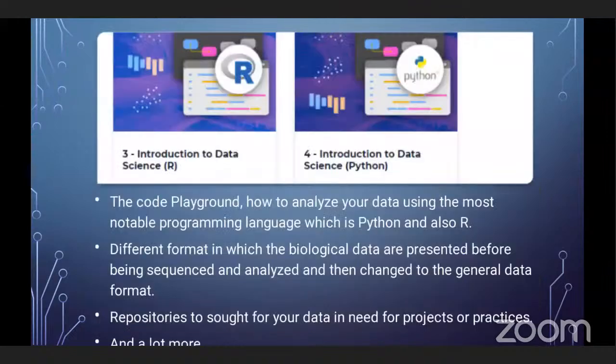Also, the Python and the R programming languages are user-friendly and can be easily navigated by a participant. I was able to understand how they are used in bioinformatics. I also learned the different formats into which biological data can be presented, that's the SAM files and the BAM files, and also the different repositories where you can get your data if you have a personal project you want to carry out.